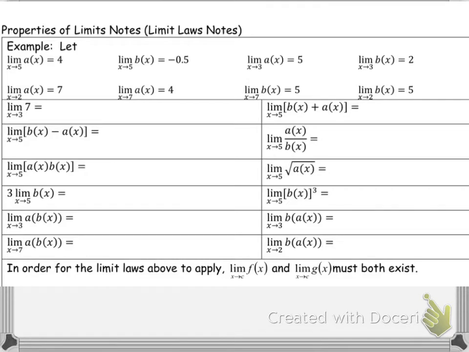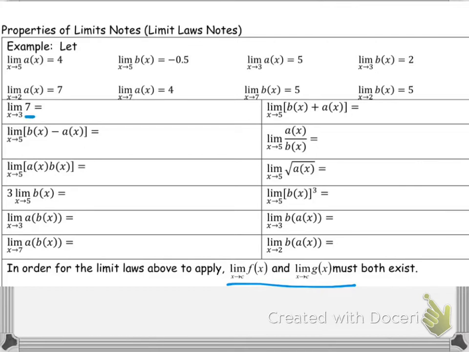Just kind of listen as I do these first few examples. They're really pretty straightforward. Okay, so I'm given some limits at the top of this table, and in order to apply the limit laws, the limits must both exist. Look at the bottom of the screen here. It's saying that in order to apply the limit laws that I'm going to show you, both limits must exist.